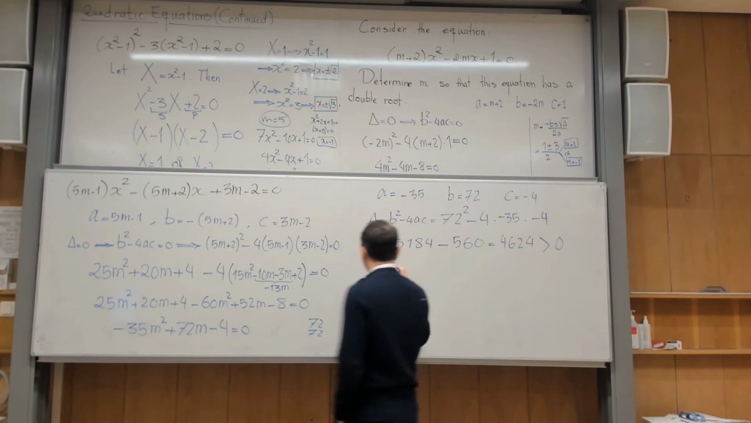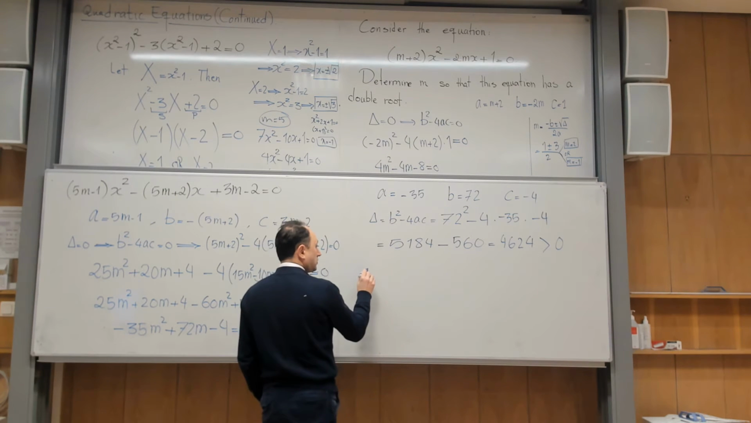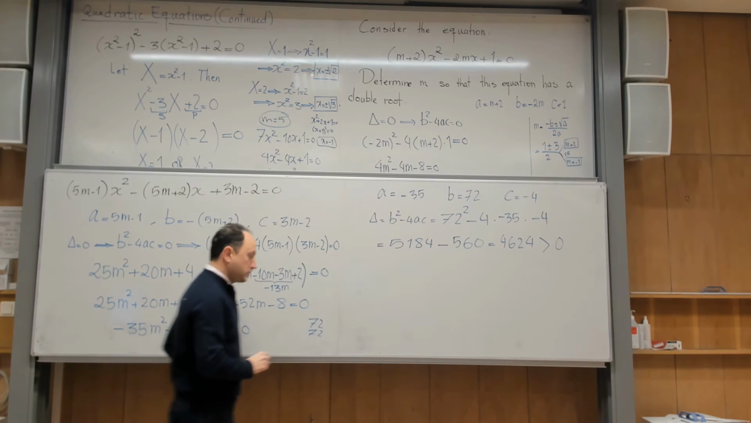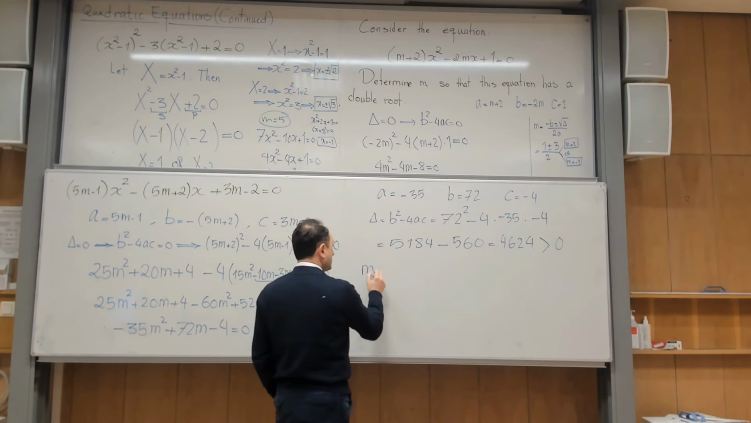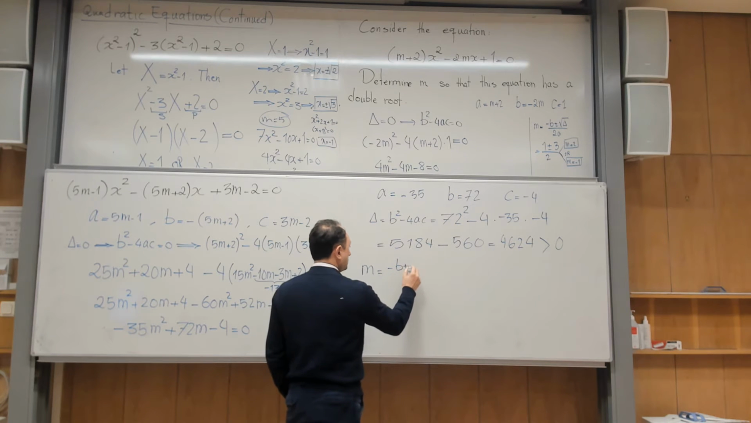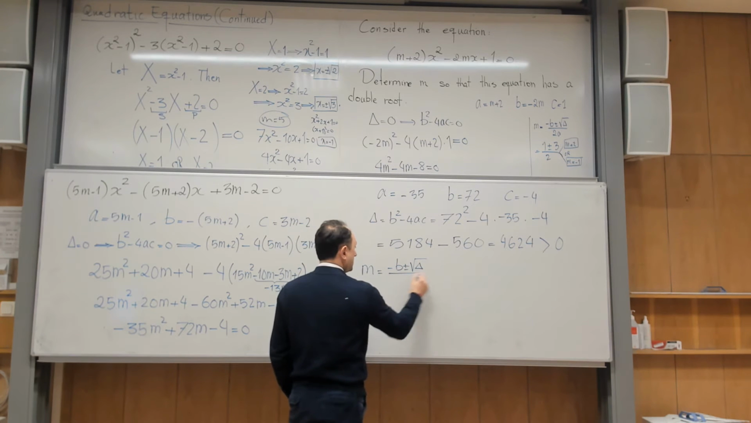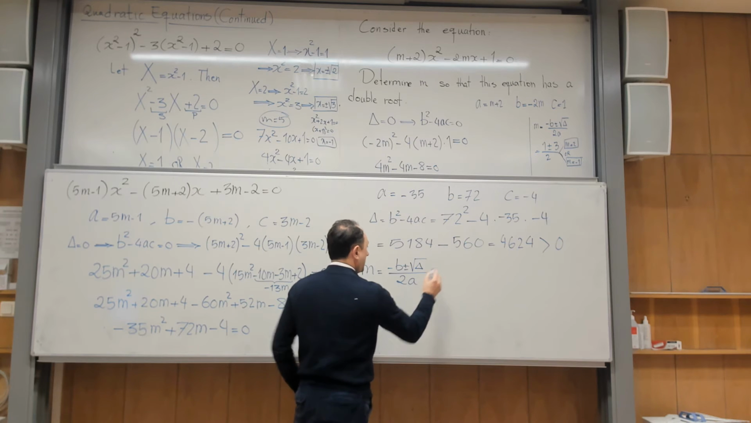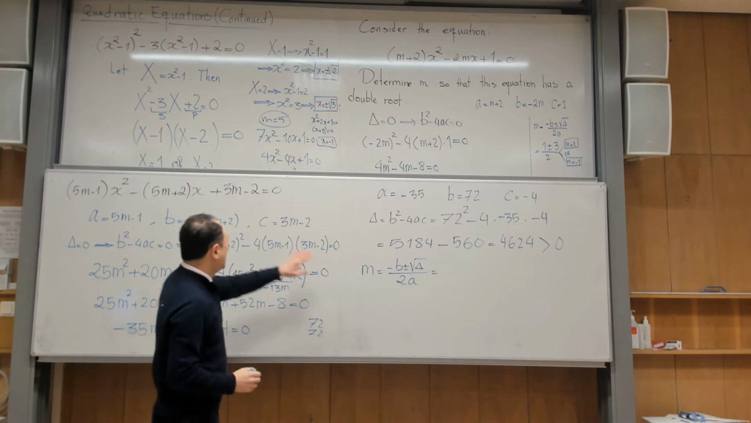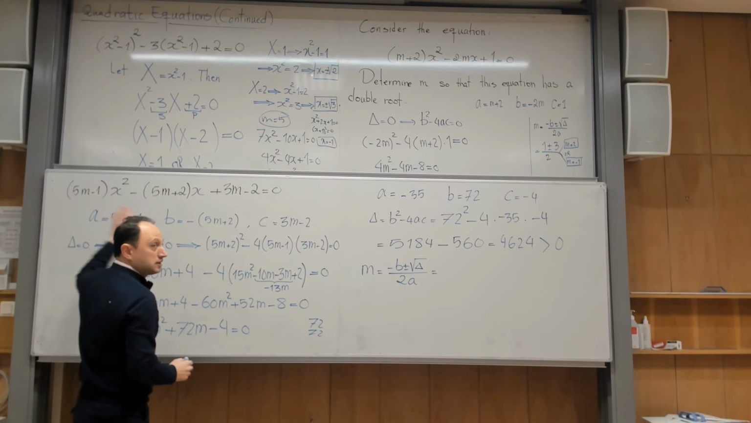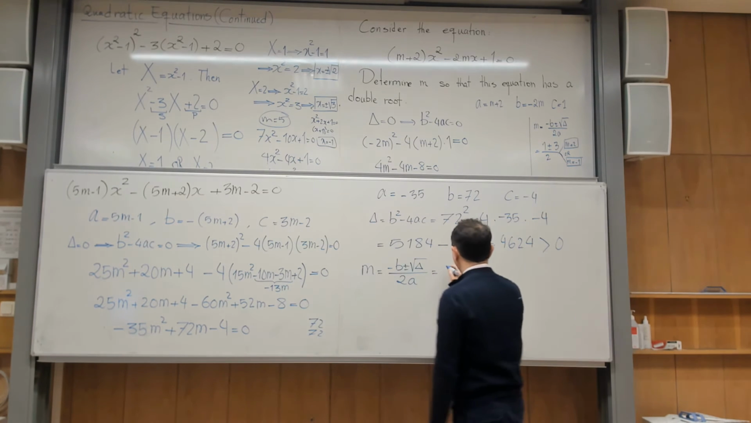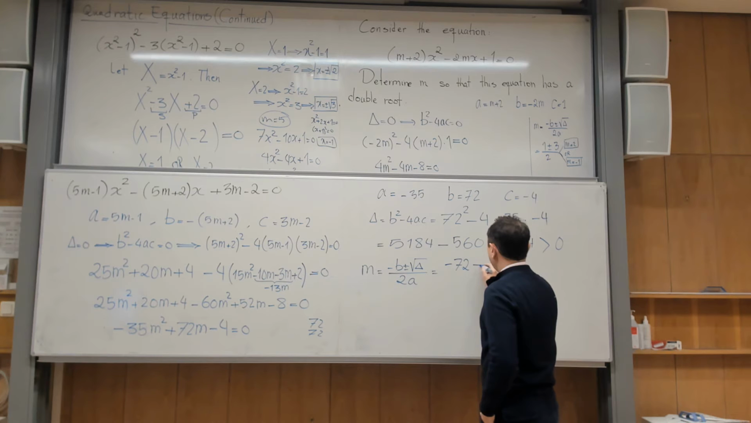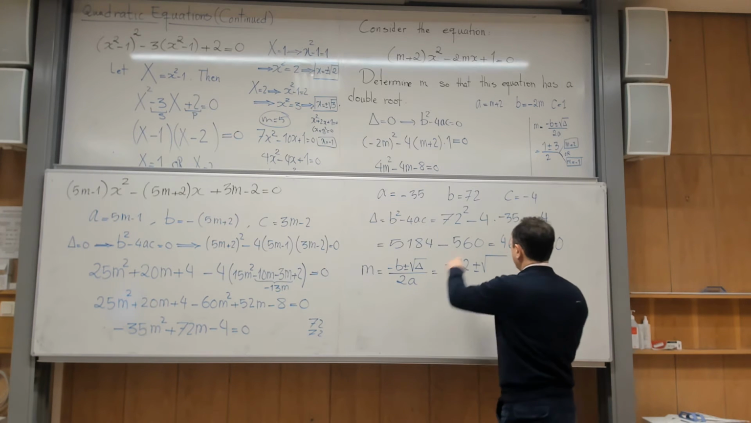But what should I write for the formula? Don't get confused. Don't write x equals, because this is an equation in m. So you have to write m equals minus b plus or minus square root of delta, divided by 2a. And I hope that you are not confused. Not these a, b, and c's, the new a, b, and c's for this problem. So minus b is minus 72 plus or minus the square root of that number.